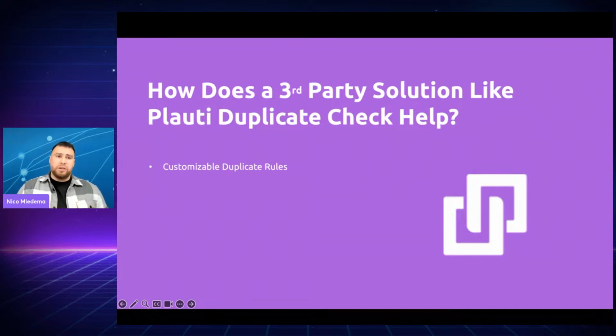With Duplicate Check, you can customize duplicate rules to allow users to create and customize the rules tailored to their needs, so that you can fine-tune them based on the criteria you want to use between either the same objects, say lead to lead, or different objects, lead to contacts, lead to accounts, right? You can select the rules there on how to identify duplicates.